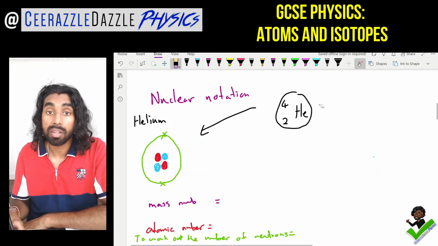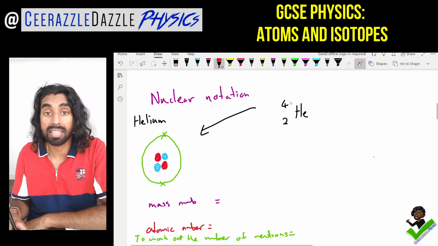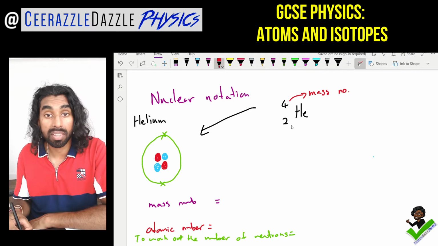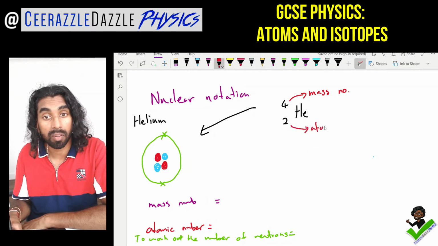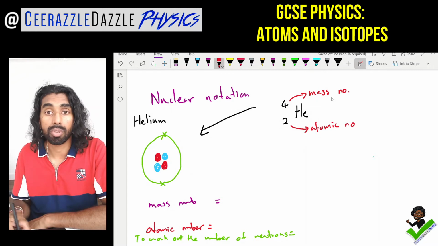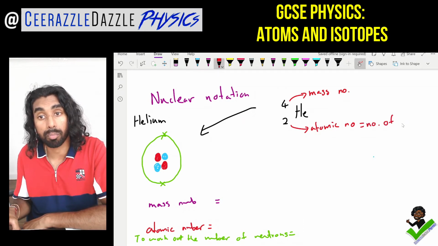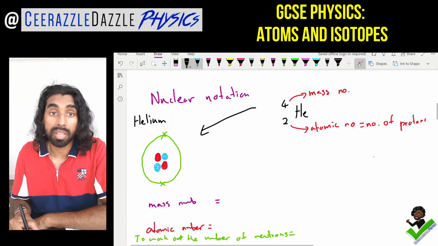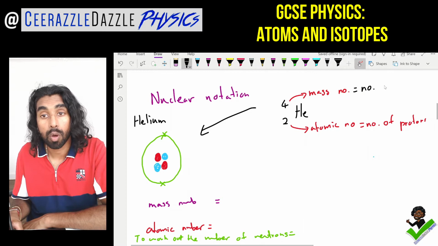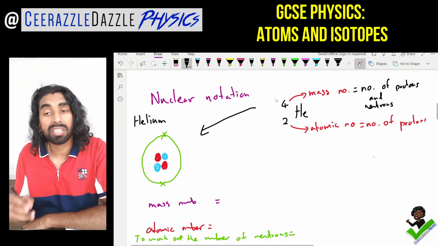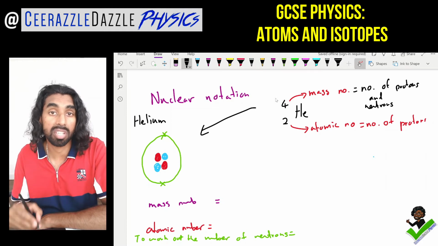The top number over here, this is the mass number. The bottom one, this is the atomic number. So what is the atomic number? The atomic number is simply the number of protons. And the top number, the mass number, is the number of protons and neutrons combined. So the mass number is the number of protons and neutrons. The atomic number is just the number of protons.